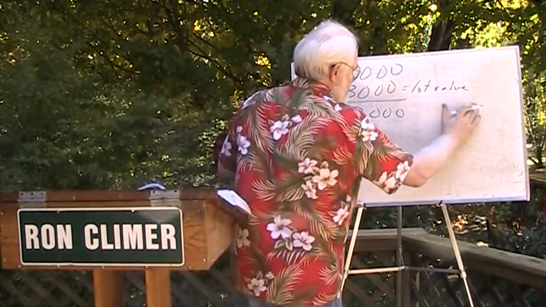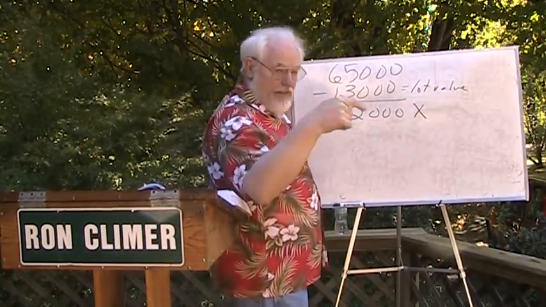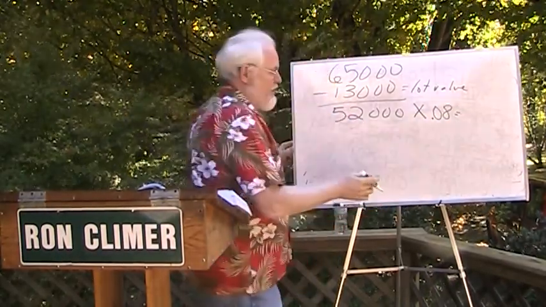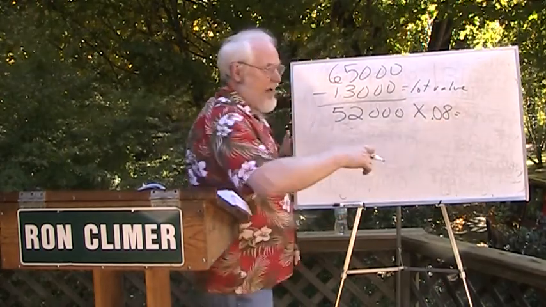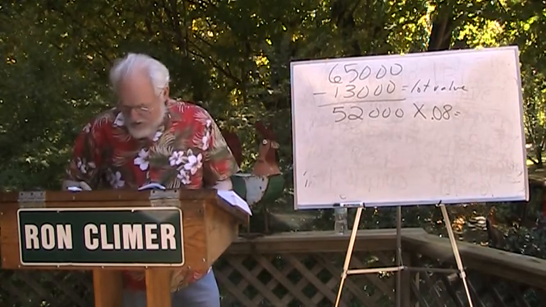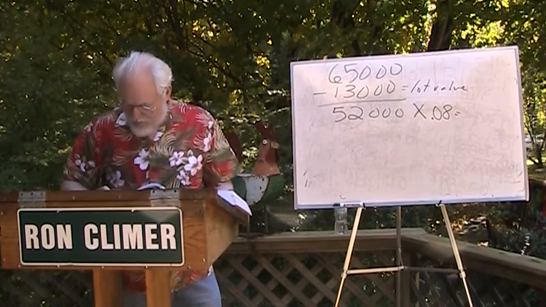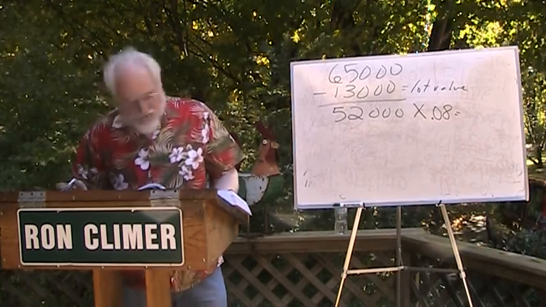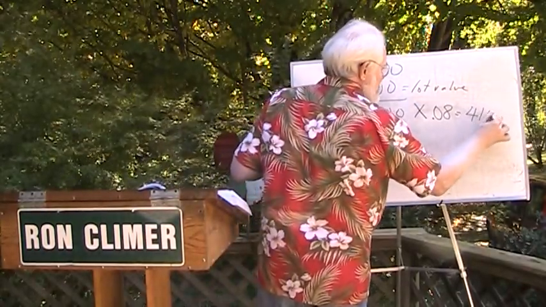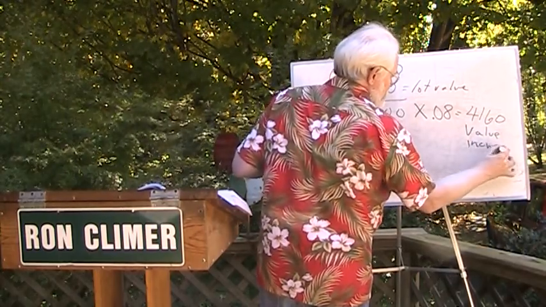Let me erase this. Times 1% a year times 8, or 8%. So the house has gone down in value 8%. A couple of ways we could do this, but the way I'm going to do it is take the 52,000 times 0.08, and that is $4,160. Let's just call that the value increase.